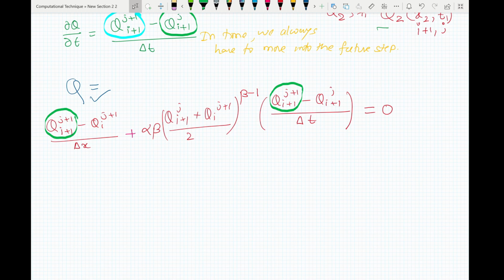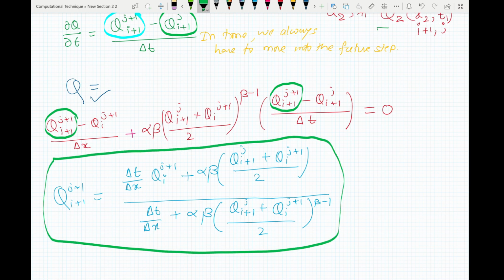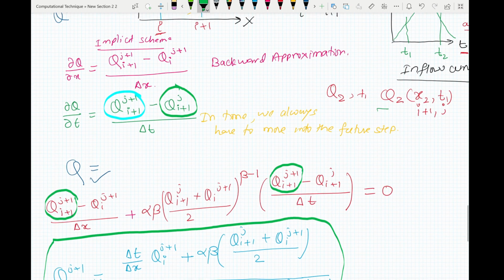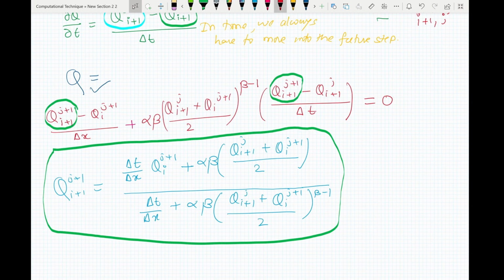So when you take the common and you solve it, what you'll get is, so this is your main equation to solve the value of flow at x equals to i plus 1 and time t equals to j plus 1. Now this is a linear scheme. This is linear.